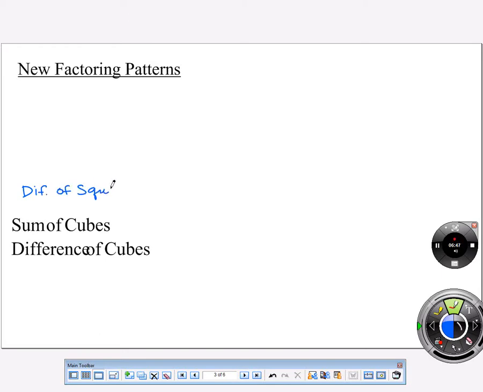So one pattern is the difference of squares. When you see 2 perfect squares that are being subtracted, there's kind of an automatic factoring pattern that you use for those. So if you see a squared minus b squared, how does that factor? If it said x squared minus 25, how would it factor? Yeah, so a plus b, a minus b.